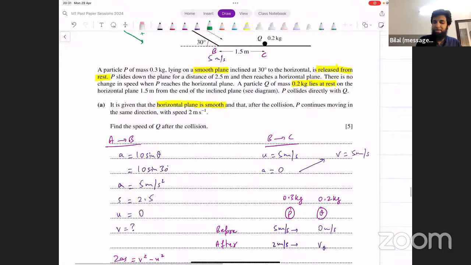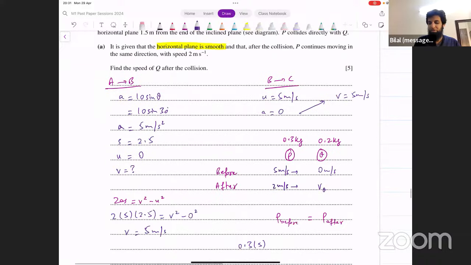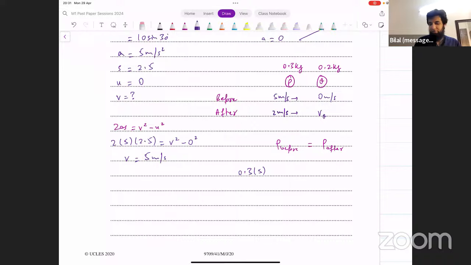We are considering right side positive for both the particles. Keep that in mind. Momentum is a vector quantity, so you have to be careful about positive direction. So 0.3 into 5 plus 0, because the momentum of Q is going to be 0, its velocity is 0, equals momentum after collision, that's 0.3 into 2, plus 0.2 into VQ. And from that, you can find the velocity of Q just after collision.